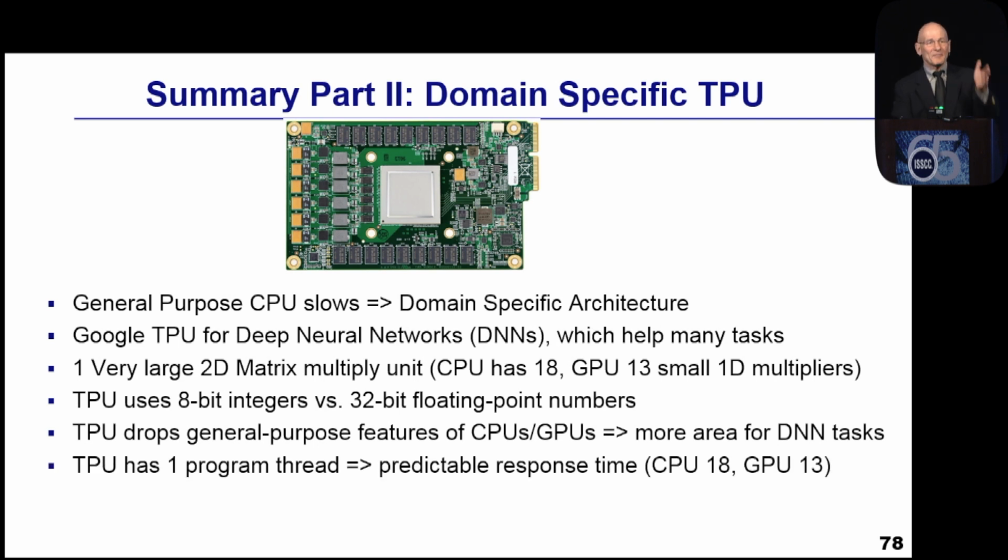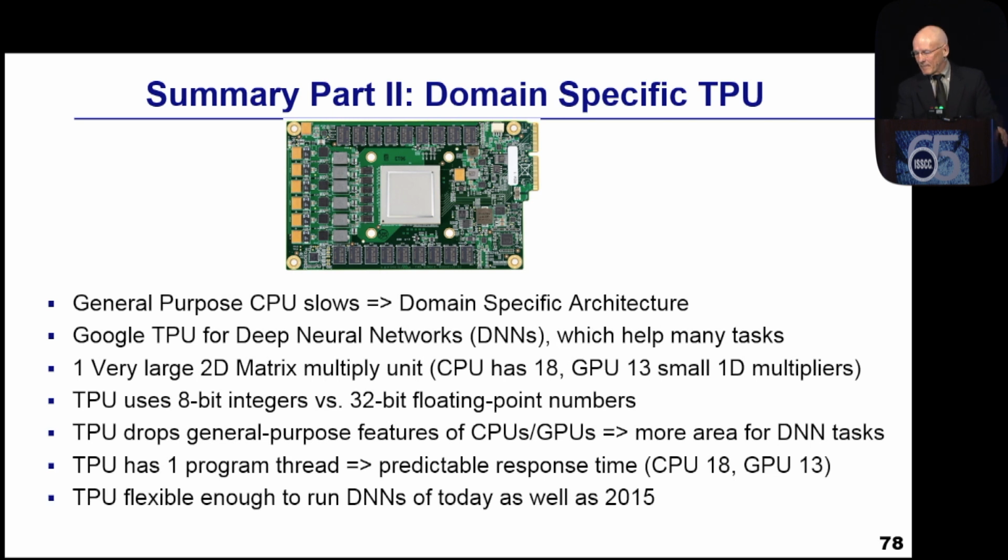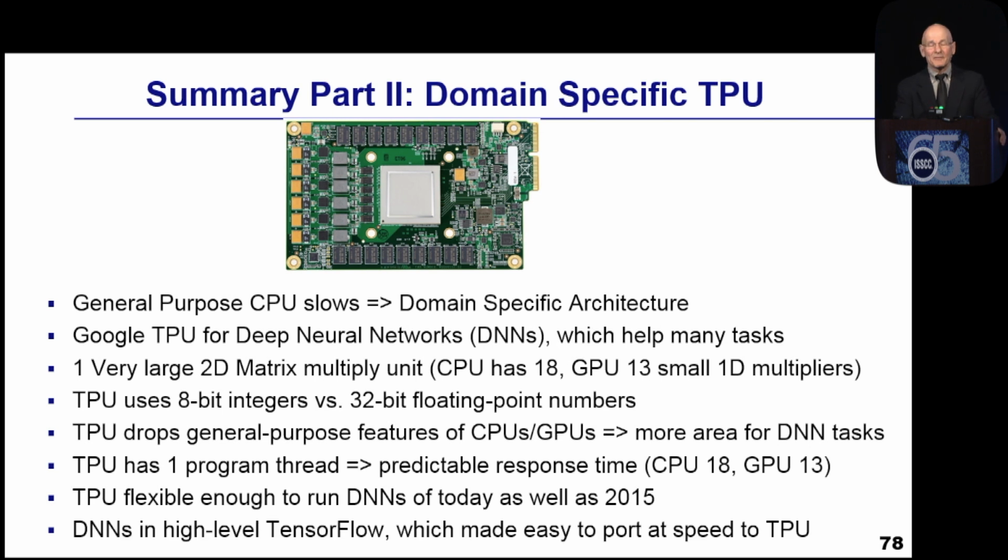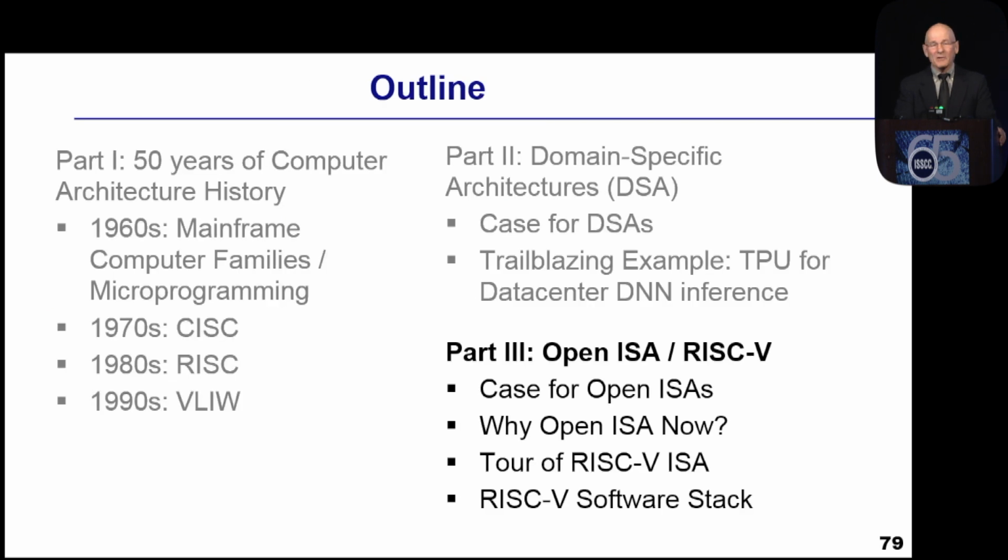It has a single thread of performance. One program is running at a time, whereas the other ones have a dozen or so, which makes it hard to meet that response time limit. It could run the neural networking applications of today. It's flexible enough, it's not hardwired, and TensorFlow let it be programmed at a very high level. All right, that's part 2.